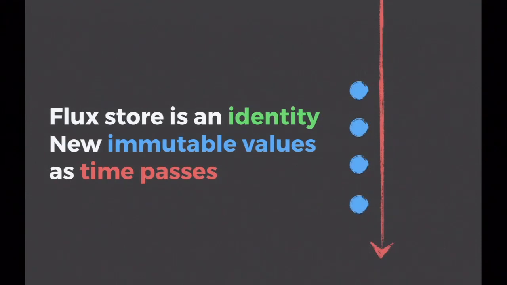So the Flux store is the identity. The Flux store is global, and it's the same store over time. But the value within your Flux store should be an immutable value. And as time passes through your application, it should hold new immutable values. This is the same thing I was talking about before. So Flux models this really well.